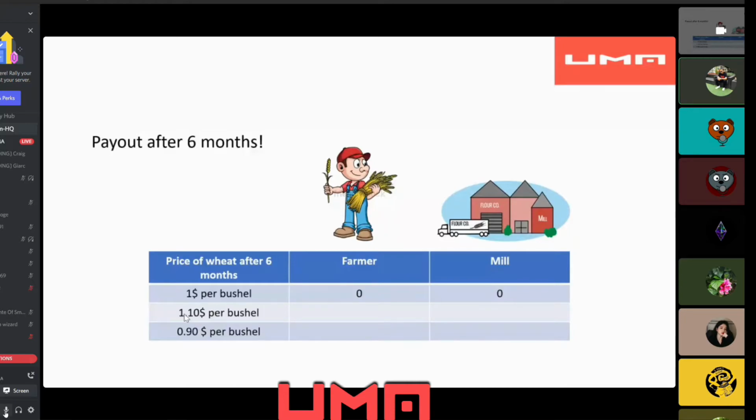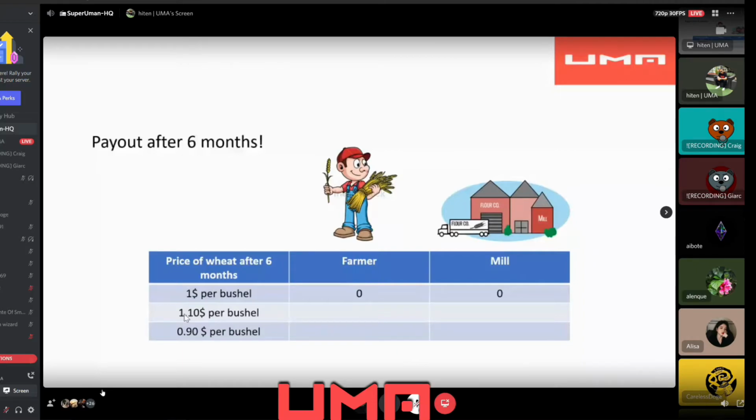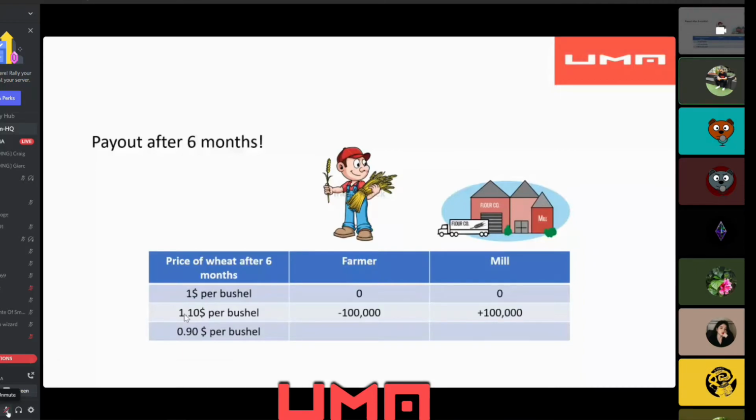I think the farmer bought a contract for $1 per bushel, and the current price is $1.10. Is that correct? That is correct, yeah. So then he's losing in this case. That's correct. So in the second scenario, for 1 million bushels, the farmer is losing $100,000 over here, and the mill is actually profiting $100,000.